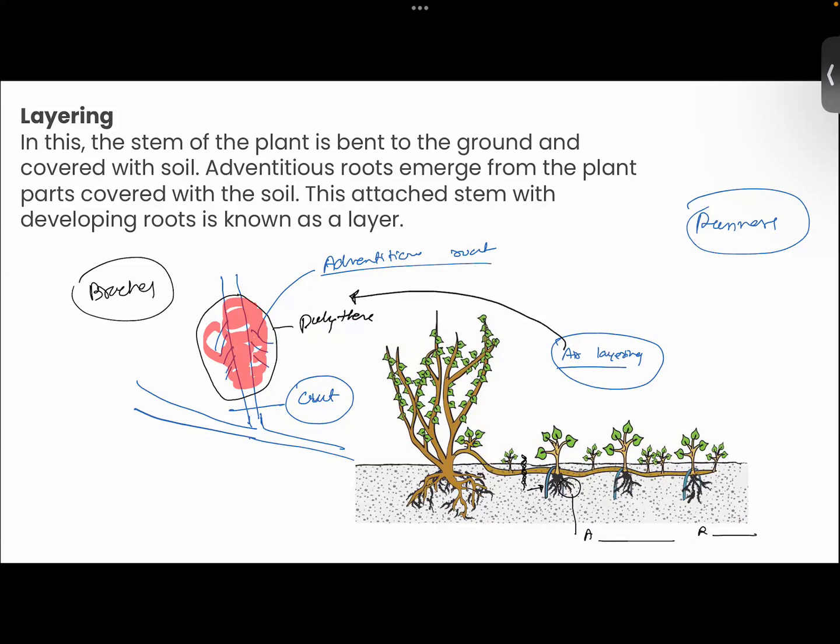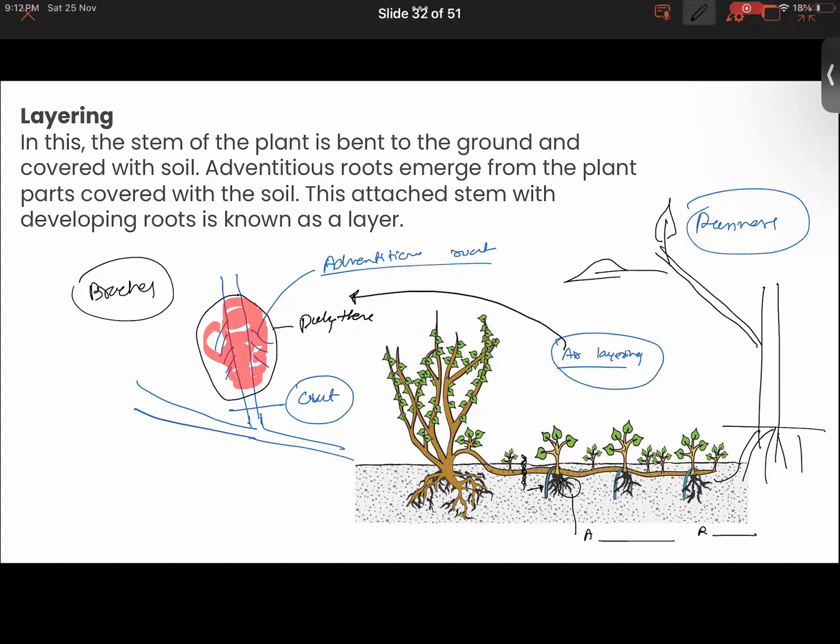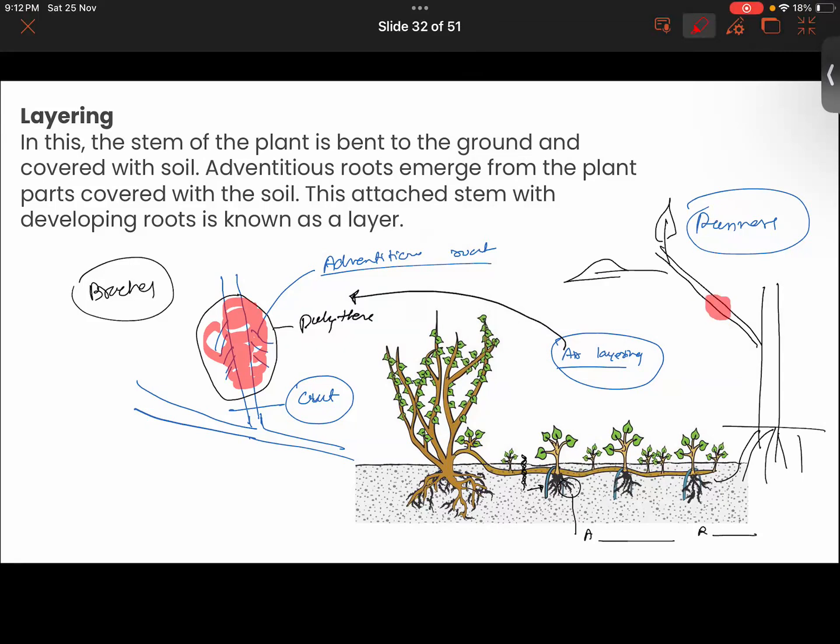Look, there's a minor difference between the two. Notice where I'm pointing. Here we are doing layering when the branches are made to grow in the ground. I mean, they are twisted close to the ground, right? And then they are covered with soil, and the adventitious roots grow here. But if you were to have a plant like this, and this is the branch, right? And now I am covering this part of it with soil, then covering it with polythene.